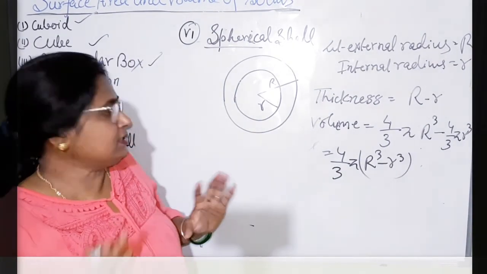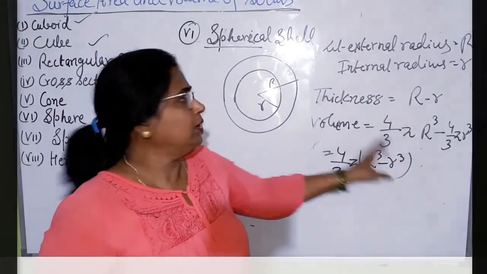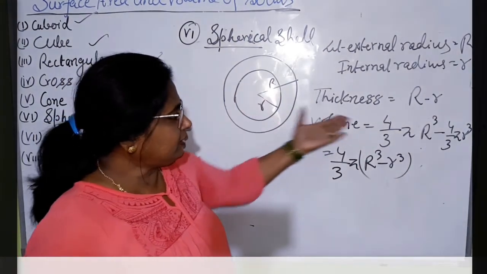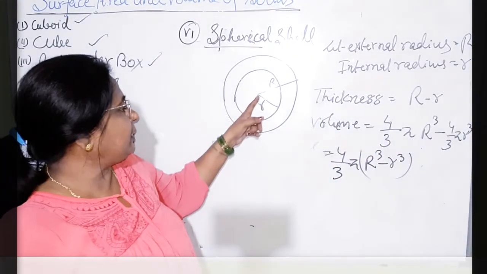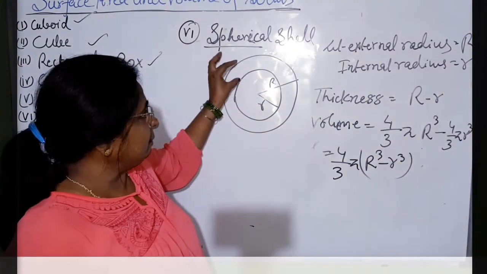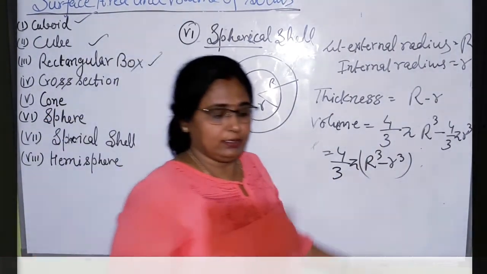External volume minus internal volume. The external volume you can find out, 4 by 3 pi R cube. The internal is also known, 4 by 3 pi small r cube. So the material is 4 by 3 pi (R cube minus small r cube).